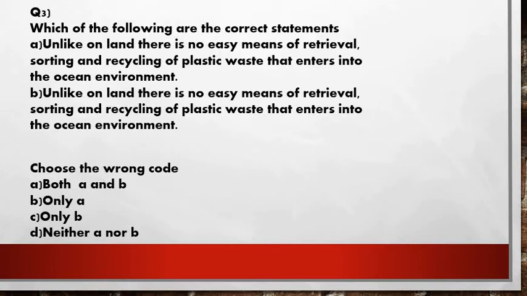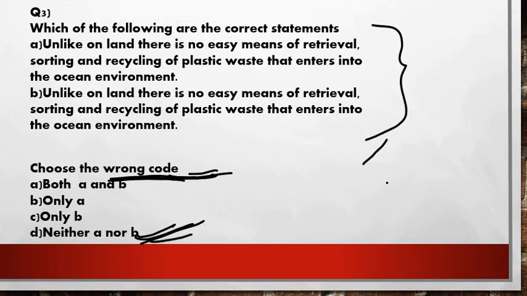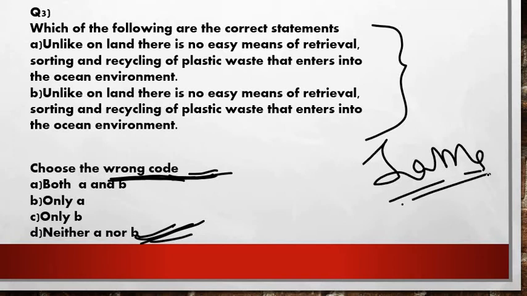Here it is asking to choose the wrong code. Okay friends, so you have to choose a wrong code. Neither A nor B will be the right answer, because these two statements are the same. So no statement is wrong, both are correct. So for this, our answer will be neither A nor B, right? Next we move further.